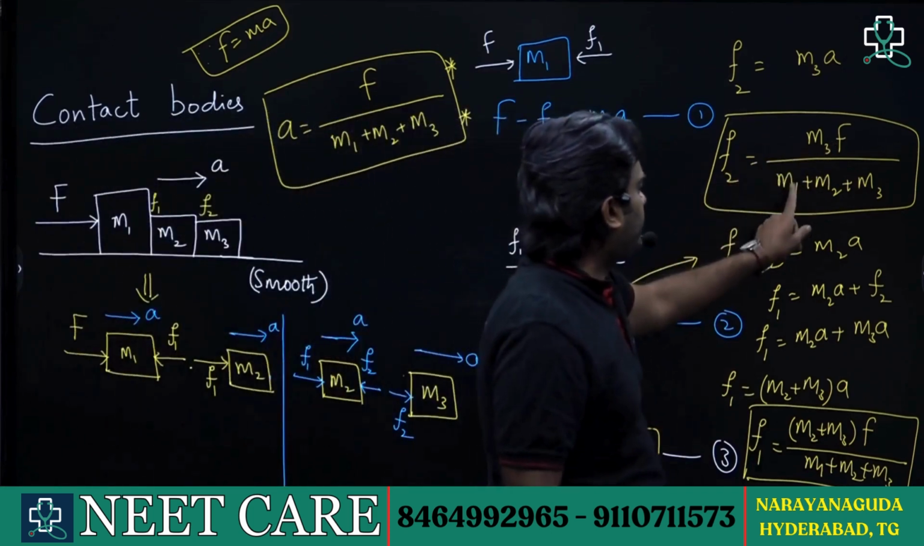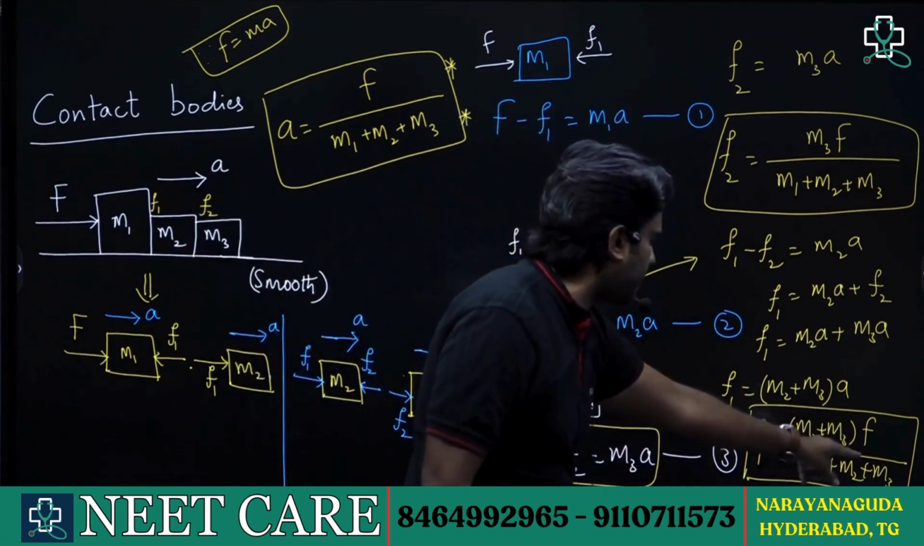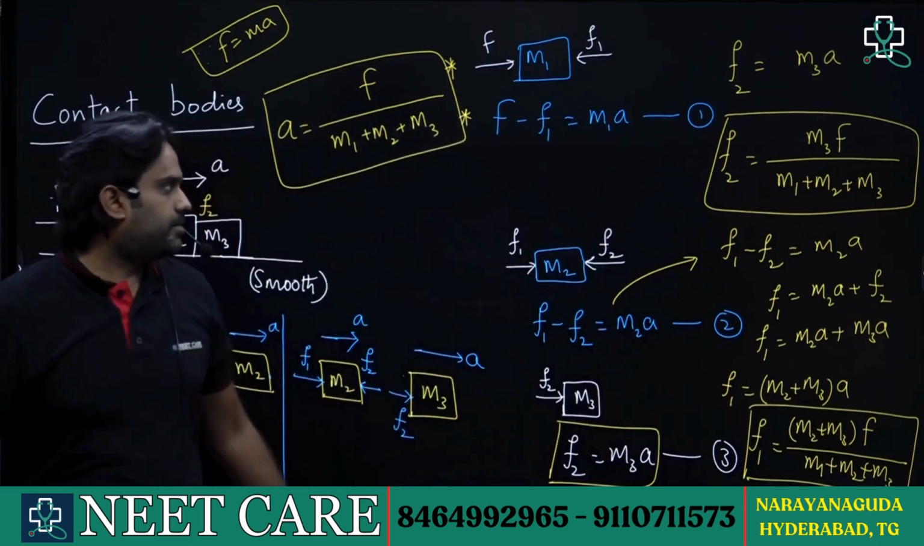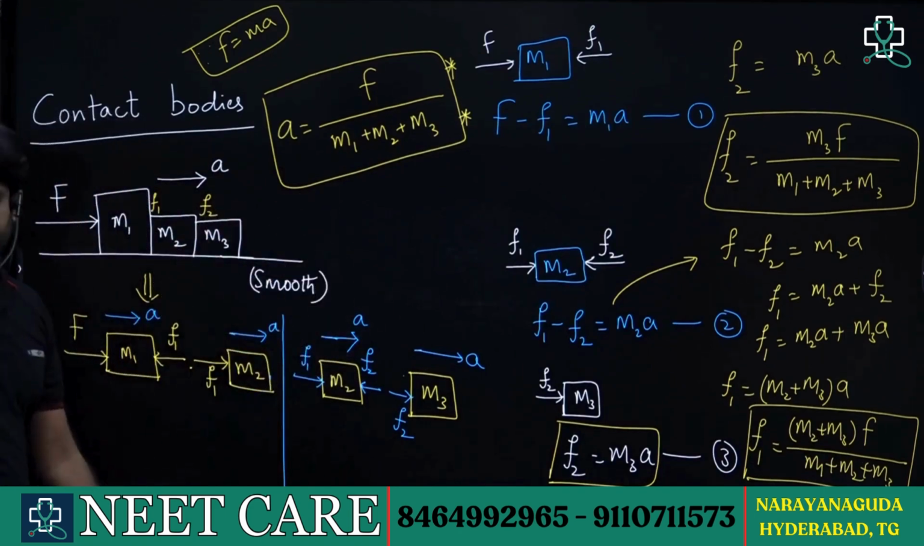F2 is M3F by M1 plus M2 plus M3. And F1 is M2 plus M3 F by M1 plus M2 plus M3. If you get a question in the NEET, then it will be directly asked either F2 or F1. This kind of situation will be given.